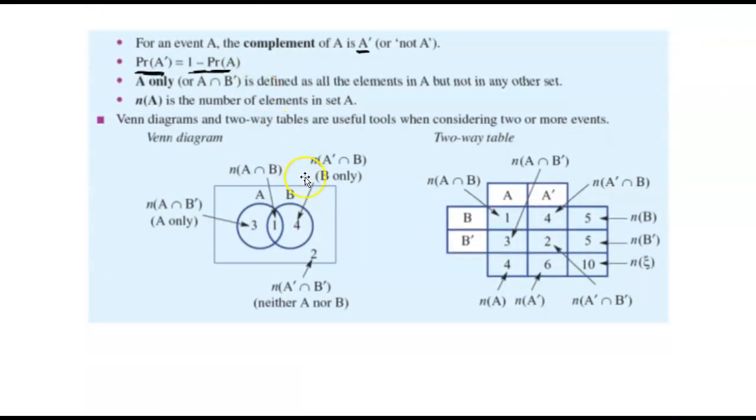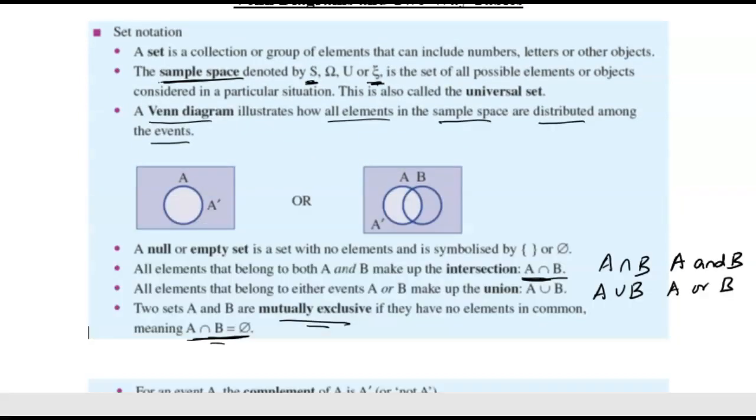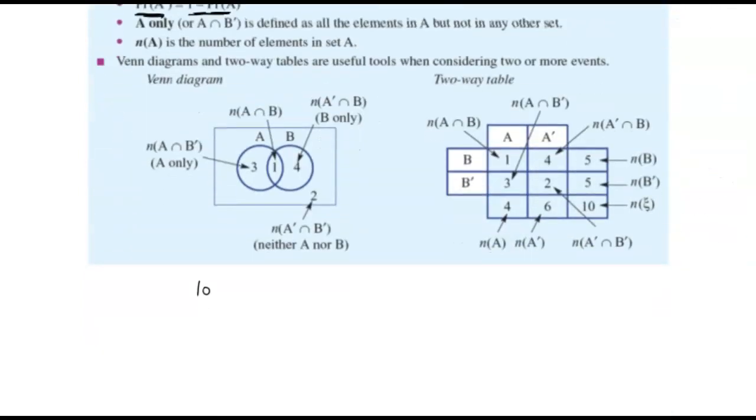Now here is an example where they've drawn a Venn diagram and they've converted the same set of data into a two-way table. Again, there are two events in this Venn diagram, A and B. So let's look at some numbers. The number of elements in the sample space can be counted as 3 plus 1 plus 4 plus 2, which is basically 10 elements in this sample space.